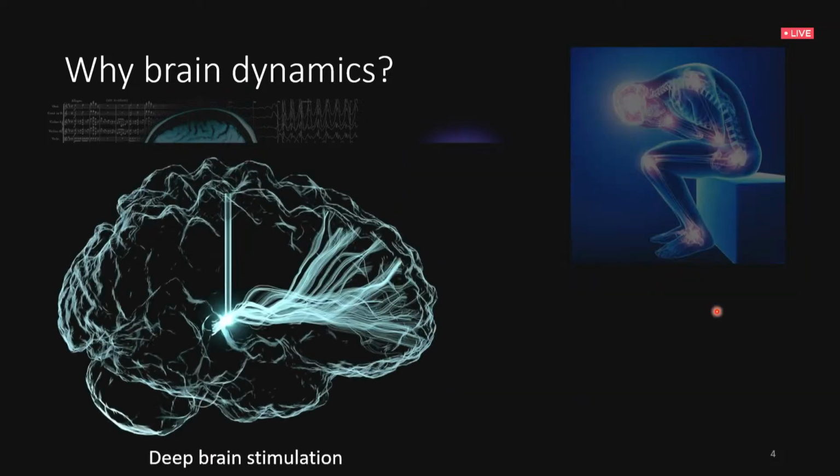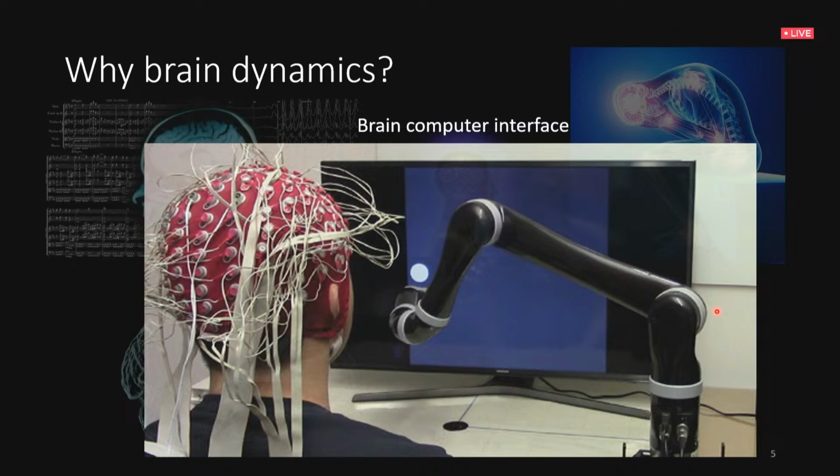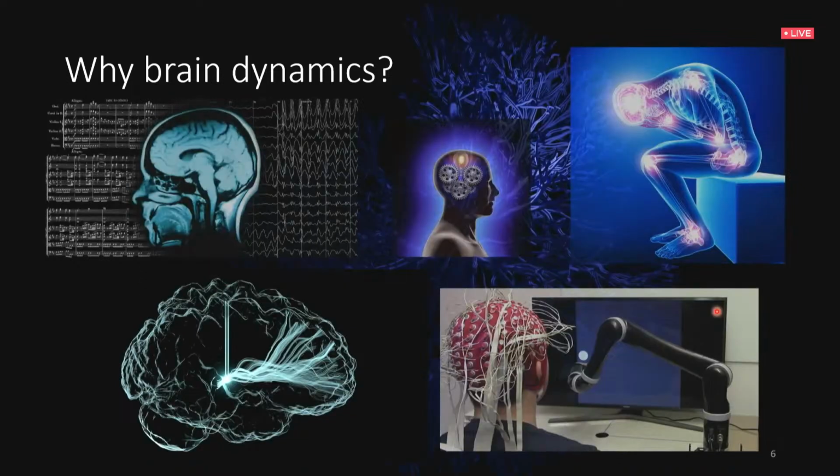One of them is called deep brain stimulation, where we essentially stimulate a part of the brain. And we can also develop better neurotechnologies. For example, the brain-computer interface, where the whole idea is that you don't really do anything, but you think in a way to maneuver something. For example, a robotic arm in this case. So overall, there are broad applications.